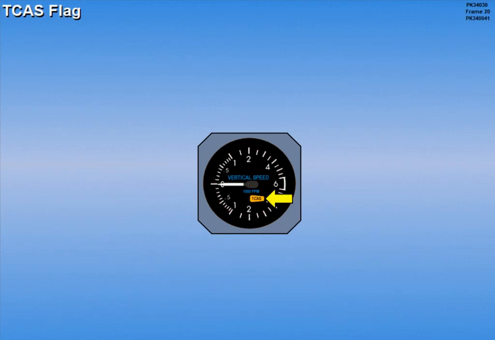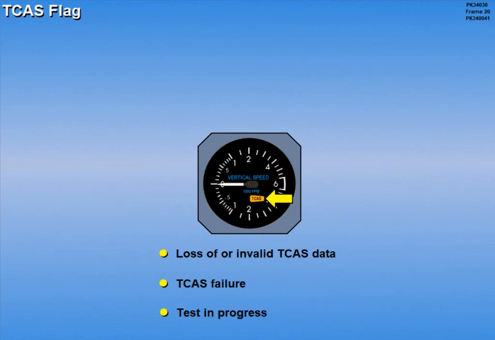A TCAS flag indicates one of the following: loss of or invalid TCAS data, TCAS failure, or a test is in progress.